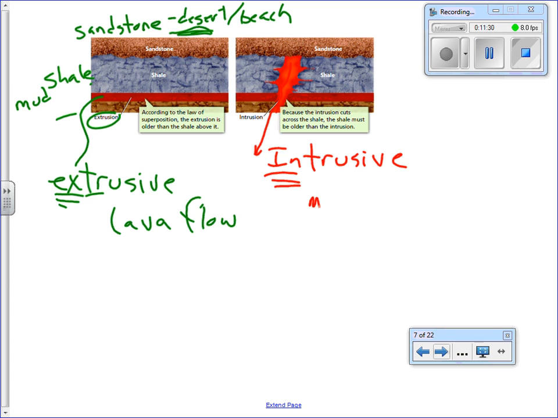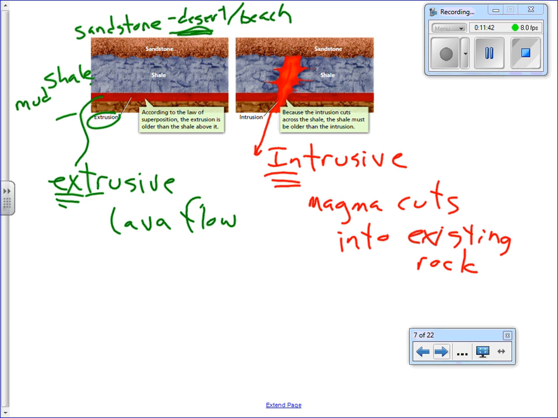So magma cuts into existing rock. Now this is really important because this is the most common mistake, and you will see questions like this on the quiz on Friday and on the unit test.